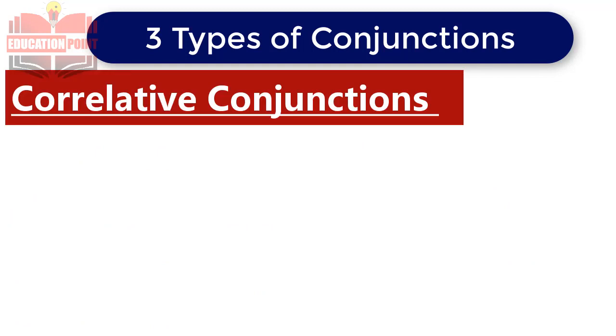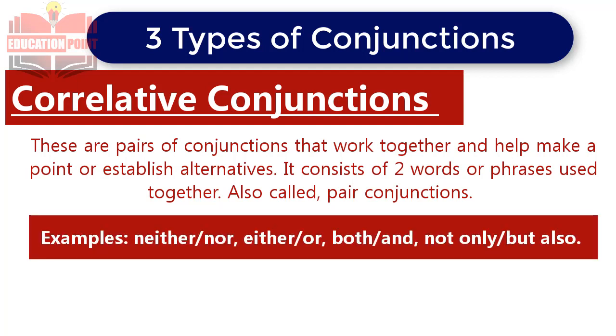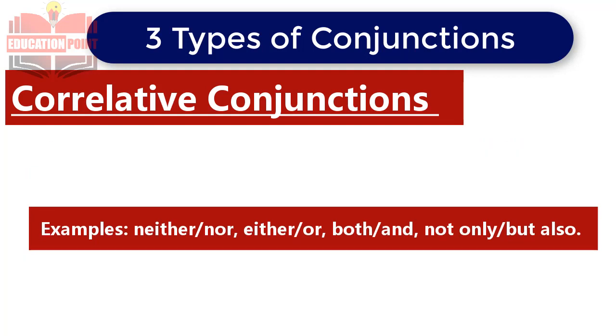The second type of conjunction is called correlative conjunctions. These are a pair of conjunctions that work together, and they help you to make a point or establish an alternative. Unlike coordinating conjunctions, correlative conjunctions come in a pair. They consist of 2 words or phrases that are used together as a conjunction. Examples: neither, nor; either, or; both, and; not only, but also. These are the main types of correlative conjunctions. Let's have a look at the examples.